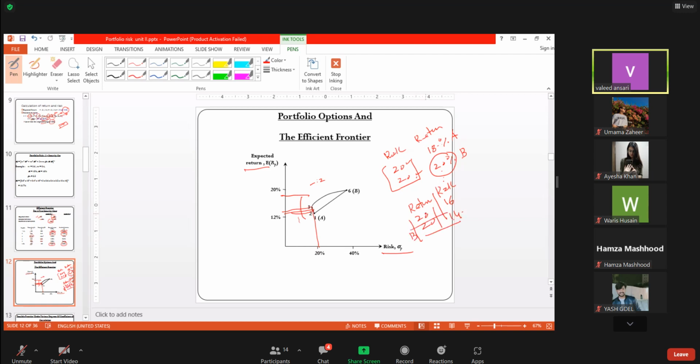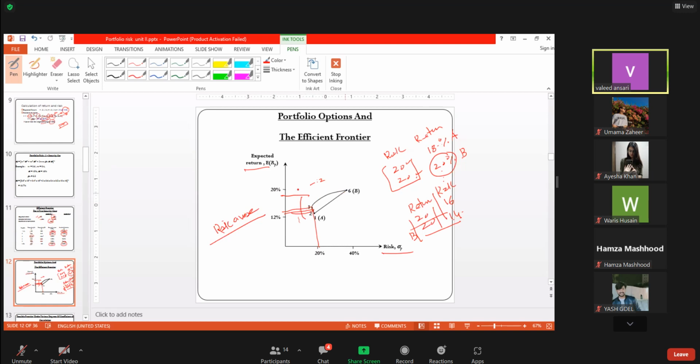So now the criteria is that any portfolio which offers higher return given the same level of risk should be preferred. Similarly, any portfolio which provides the lower risk for a given level of return should be preferred. Why? This is because investors are assumed to be risk averse, so they would like to have higher return for a given level of risk, or the other way around.